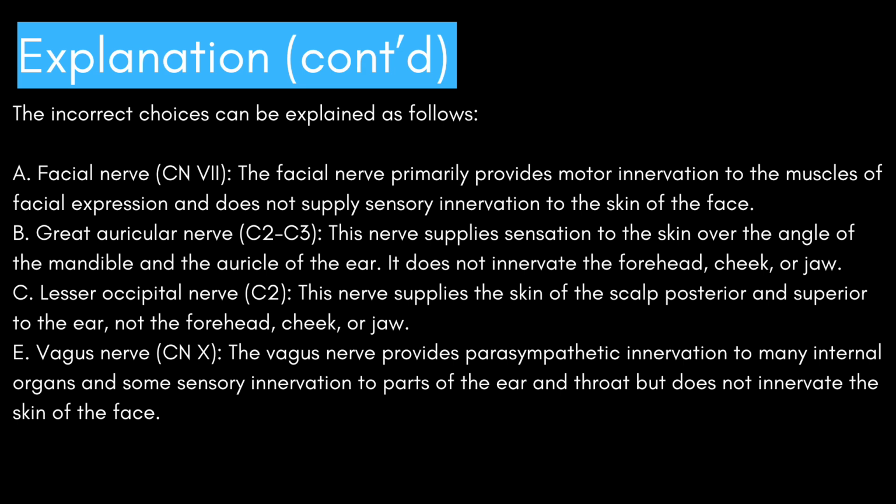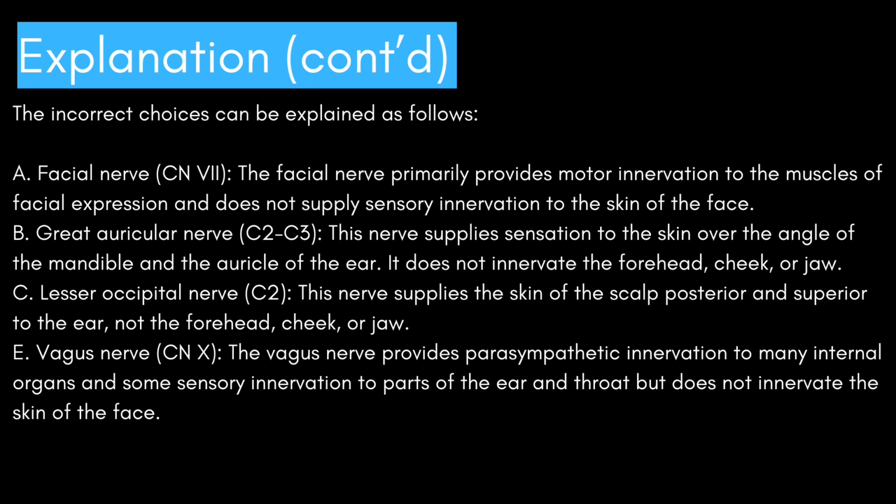A, facial nerve, cranial nerve 7. The facial nerve primarily provides motor innervation to the muscles of facial expression and does not supply sensory innervation to the skin of the face. B, great auricular nerve, C2 to C3. This nerve supplies sensation to the skin over the angle of the mandible and the auricle of the ear. It does not innervate the forehead, cheek, or jaw.